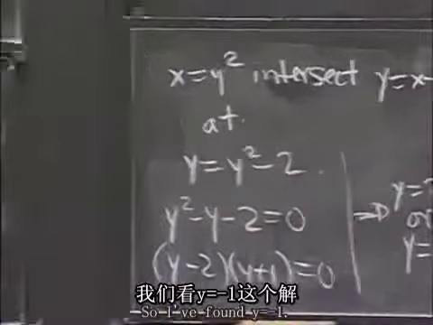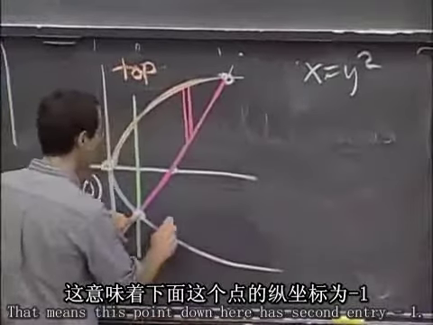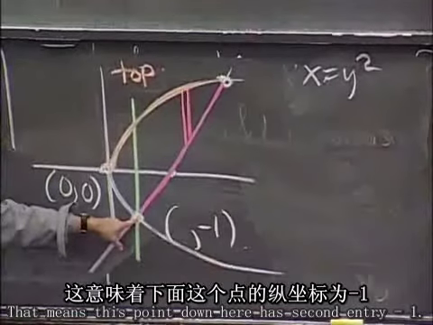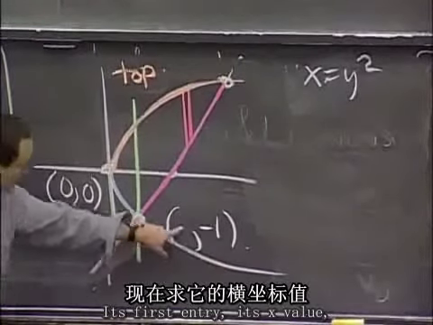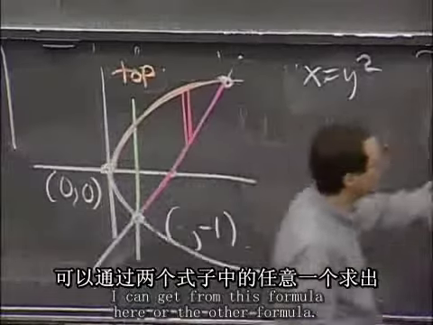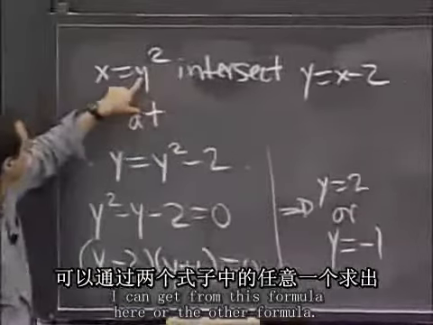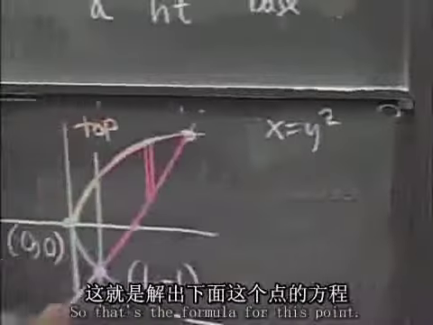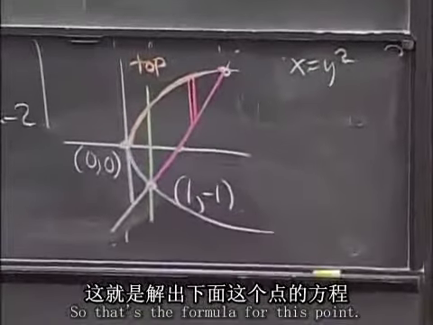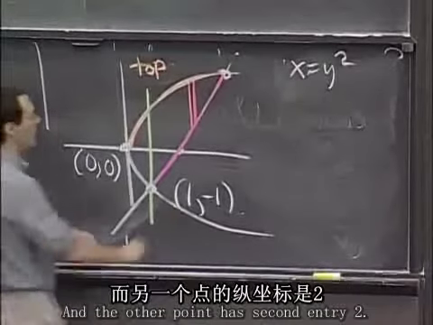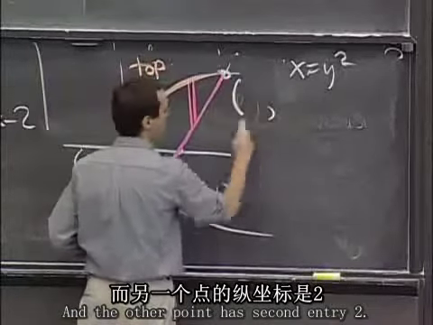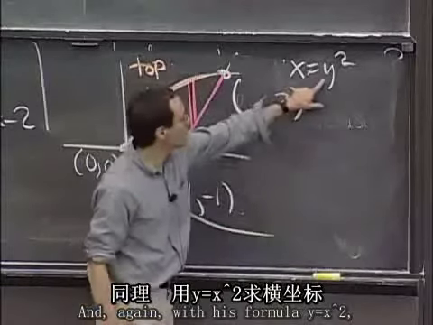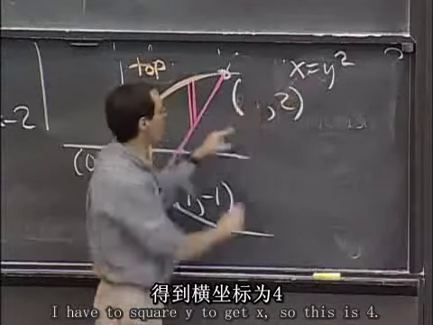Now, so I found y is equal to negative 1. That means this point down here has second entry negative 1. Its first entry, its x value, I can get from this formula here or the other formula. If I have to square this, negative 1 squared is 1. So that's the formula for this point. And the other point has second entry 2. And again, with this formula y equals x squared, I have to square y to get x, so this is 4.